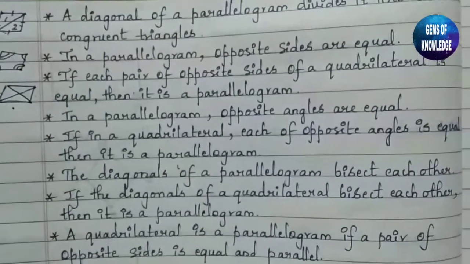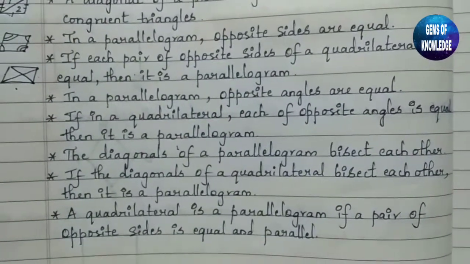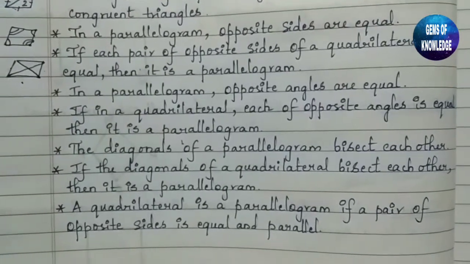Okay, so I hope everything is clear here. The angle sum property, the types of quadrilaterals as well as the properties of a parallelogram are clear to you.